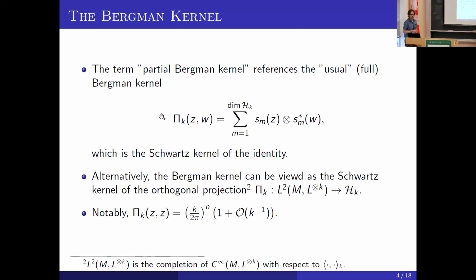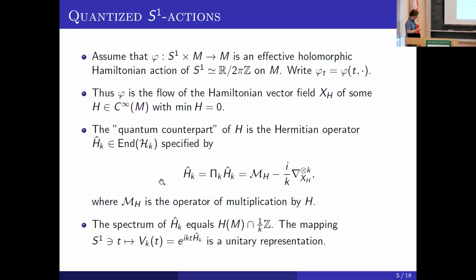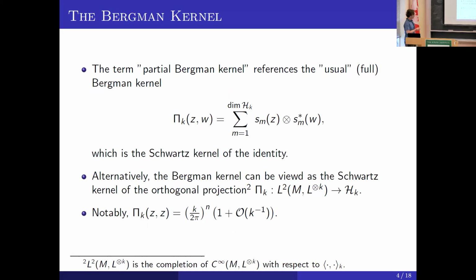But before that, I couldn't not mention that the term partial Bergman kernel references the full Bergman kernel, which is a Schwarz kernel of identity, or alternatively, a Schwarz kernel of projection from L2 sections to holomorphic sections. The Bergman kernel is an important object in complex geometry and in the theory of quantization specifically. What I think is worthwhile noting is this diagonal behavior, right?